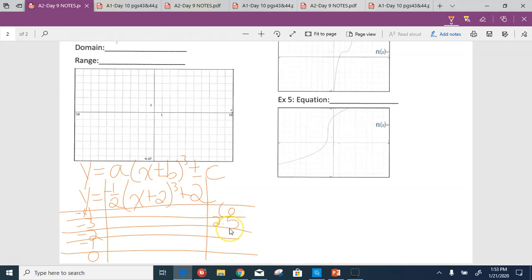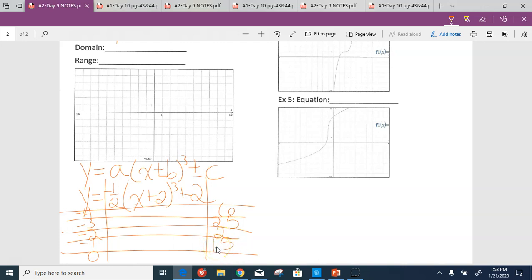Let's try with negative 2 now. Negative 2 plus 2 is 0. 0 to the third power is 0. 0 times negative 1/2 is still 0. 0 plus 2 is 2. Now we'll go with negative 1. Negative 1 plus 2 is positive 1. 1 to the third power is still 1. Negative half of 1 is negative half. Negative half plus 2 is 1.5.